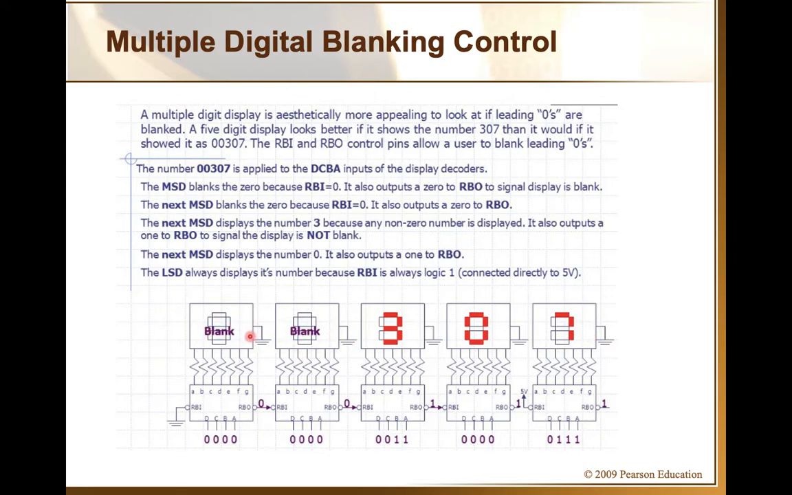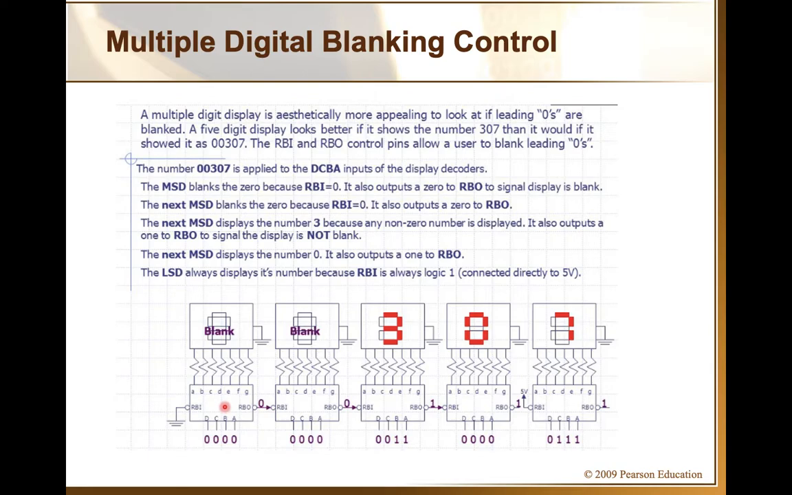How should it be blanked out? Again, we will use the feature of RBI and RBO. These are leading zeros, meaning they come before the whole number, before the decimal. Now you want to blank them out. So what you will do is connect the RBI with the zero. So first RBI will be enabled.